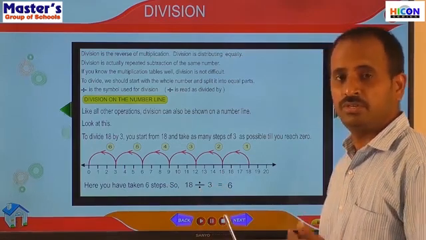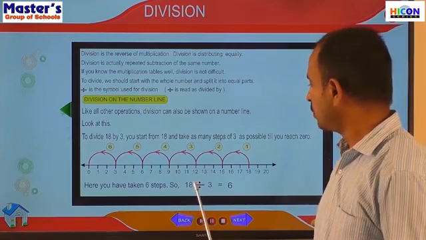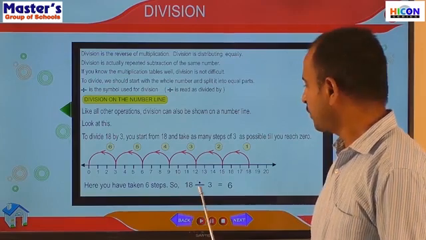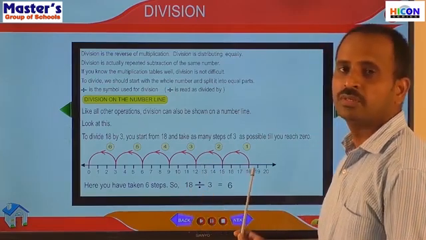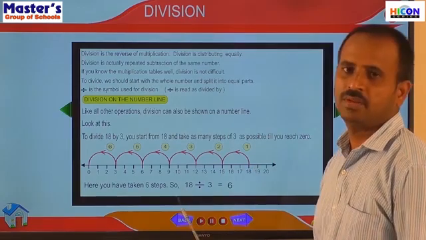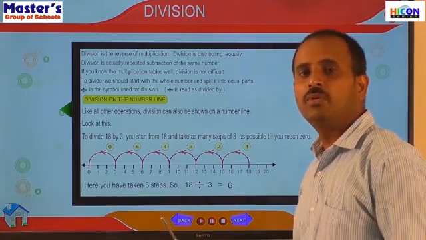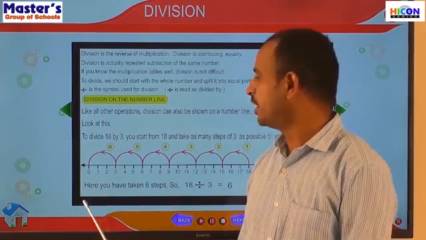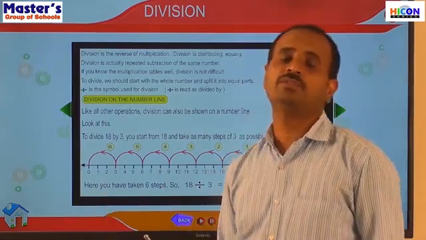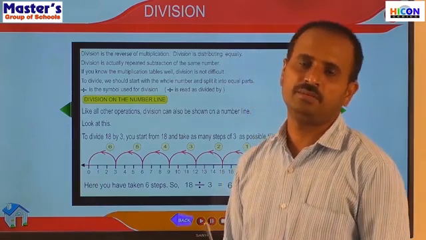So children, do you understand how to show division on the number line? First, you have to start from the number. So what is the first number? 18. So start from the first number 18 and move in steps of 3 numbers. For each step you have to cross 3 numbers, and continue moving steps until you get 0. Then the number of steps you have taken to reach 0 will become the answer.